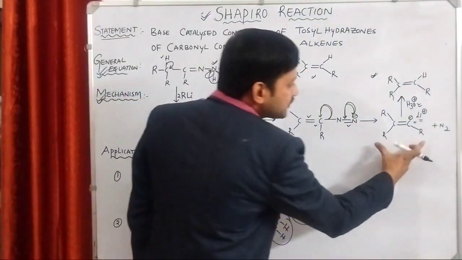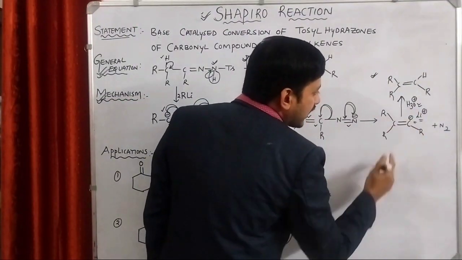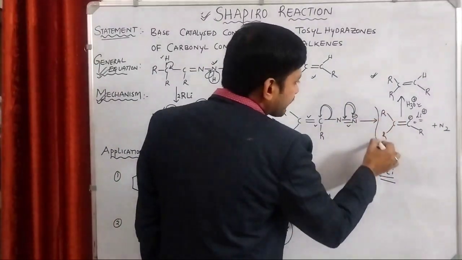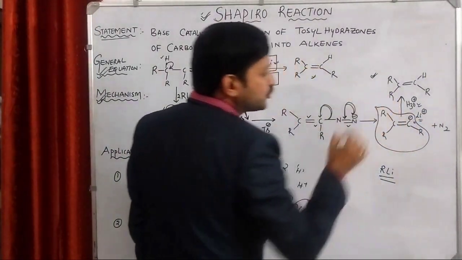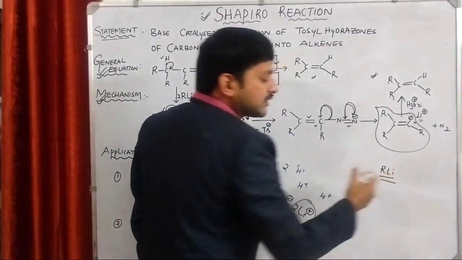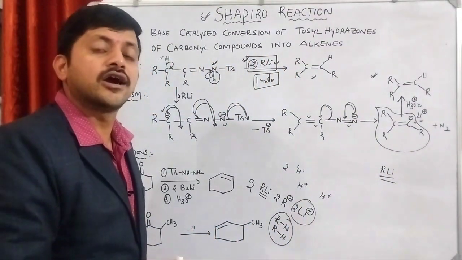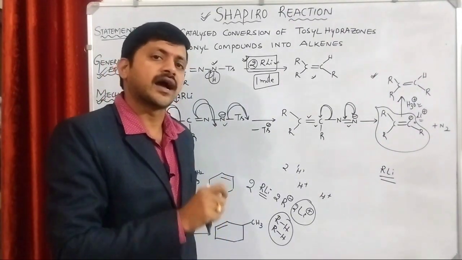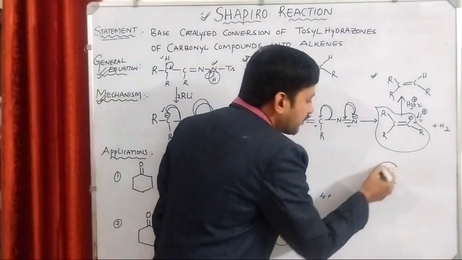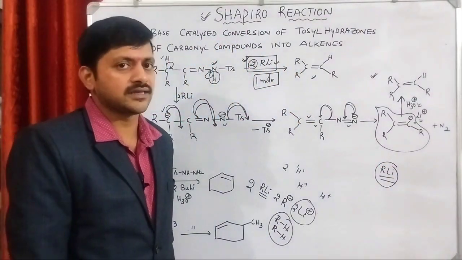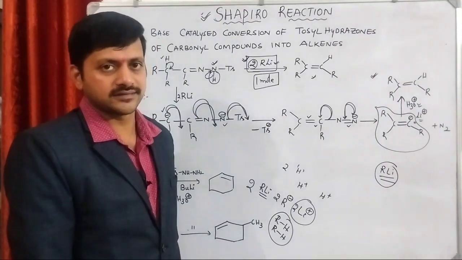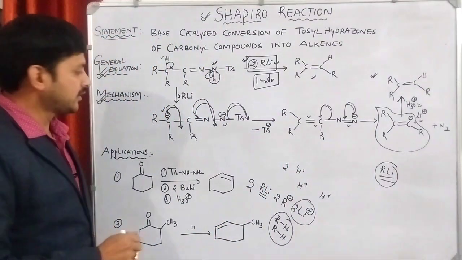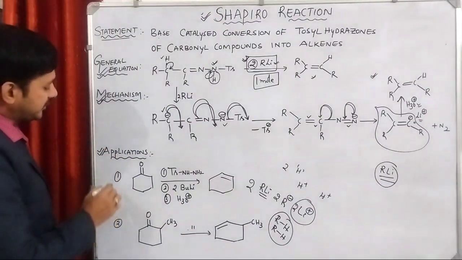If you observe this particular species, it is also a kind of RLi, or not? It is also a kind of RLi. See this one. If you assume that this is R and Li plus, that is also RLi or not? Organolithium reagents are a very important topic. In the coming series of videos, I am going to explain the importance and applications of RLi, alkyl lithium or aryl lithium, in organic synthesis. Right? So this is the mechanism of Shapiro reaction.